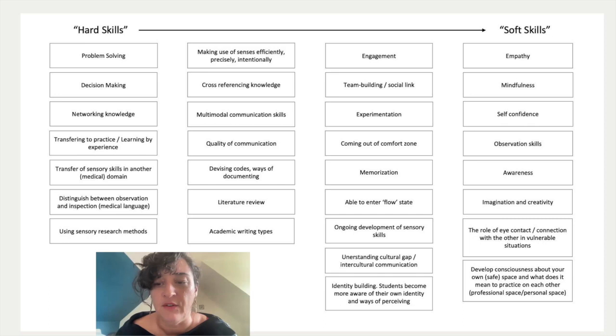One of the biggest findings, I think, for us was the typology of learning goals. We started very much with looking at hard skills, so things that we're used to working on as university or tertiary education educators, things like problem solving or networking knowledge or using sensory research methods. But what we found is that those hard skills were often very much combined with soft skills. So developing empathy, developing self-confidence, observation skills, so things that we were not expecting.